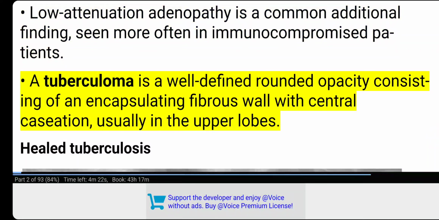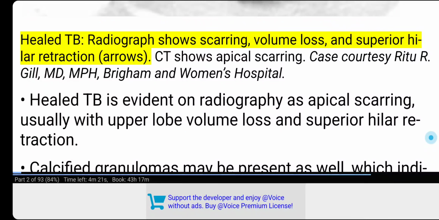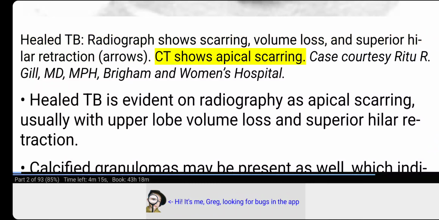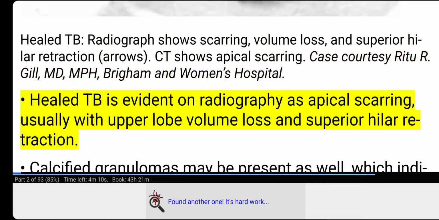Healed tuberculosis. Healed TB. Radiograph shows scarring, volume loss, and superior hilar retraction, arrows. CT shows apical scarring. Case courtesy Ritu R. Gill, MD, MPH, Brigham and Women's Hospital. Healed TB is evident on radiography as apical scarring, usually with upper lobe volume loss and superior hilar retraction.